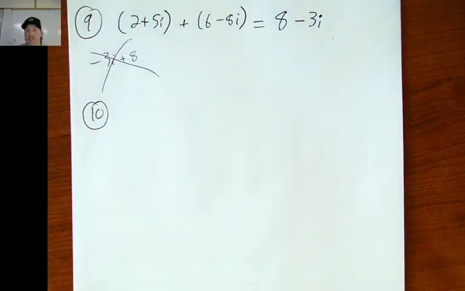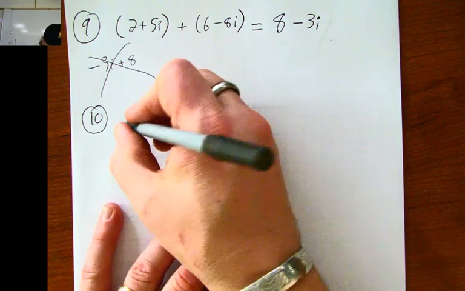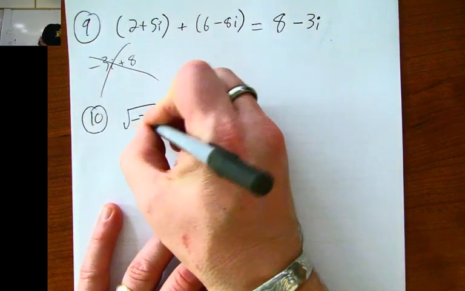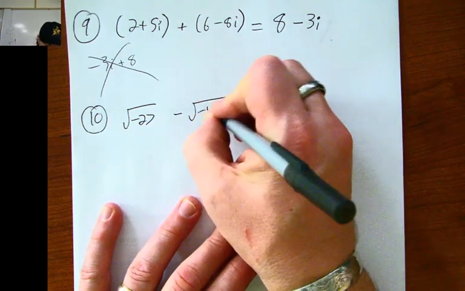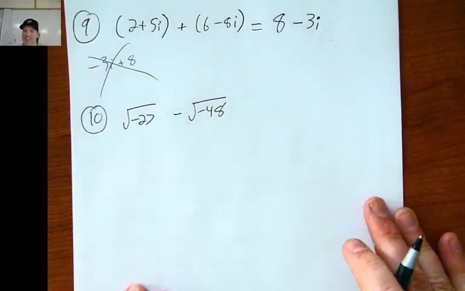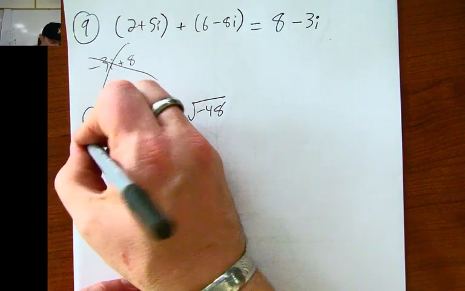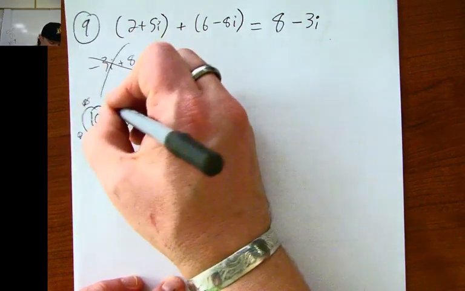Okay, now these are the good ones. Now we're getting into good problems. Square root of negative 27 minus square root of negative 48. Star this one, everybody. I'm putting one like this on the daily quiz on Wednesday. Just letting you know.